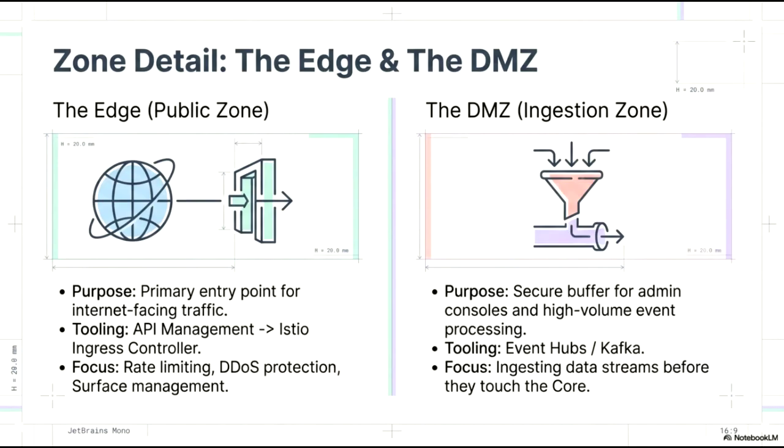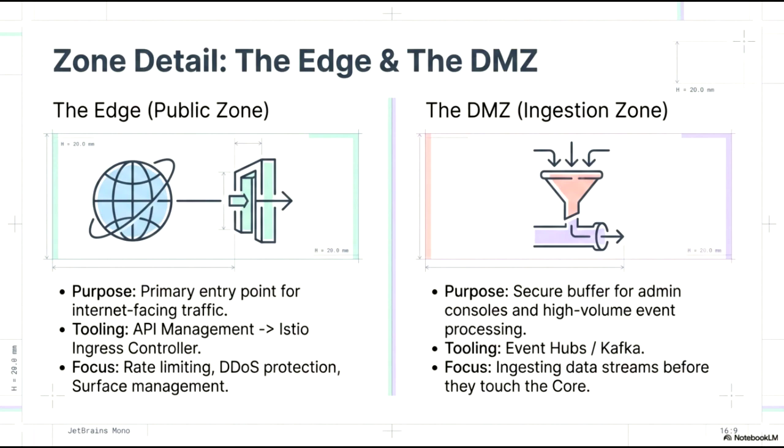Let's examine the specific roles of the edge and the DMZ within our architectural zones. Starting with the edge, or the public zone, this serves as the primary entry point for all internet-facing traffic. Our tooling at this layer includes API management, transitioning into an Istio ingress controller. The primary focus for the edge is robust security and traffic governance, specifically through rate limiting, DDoS protection, and surface management to ensure internal systems remain protected.